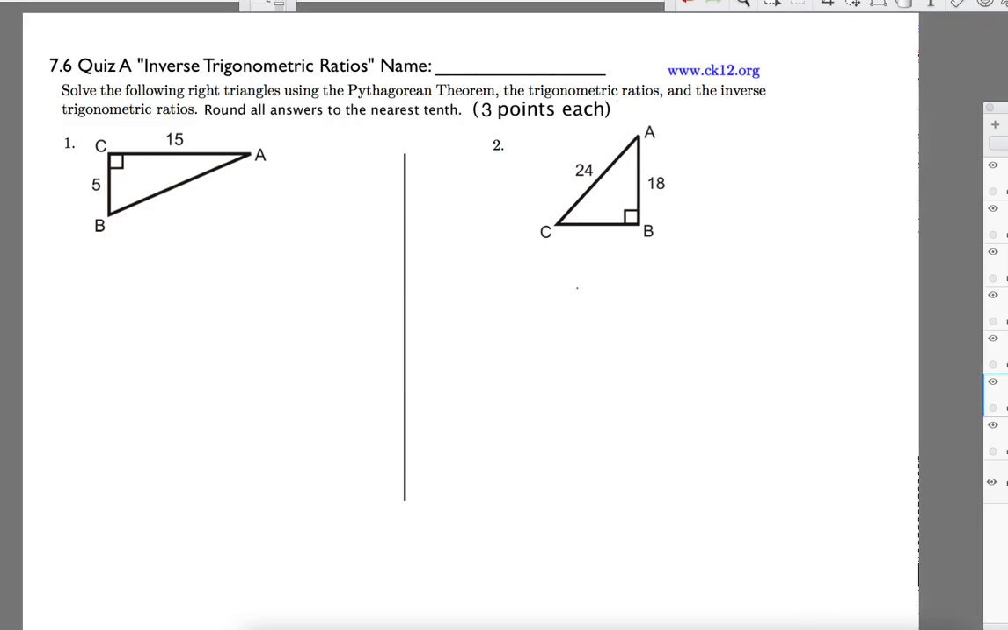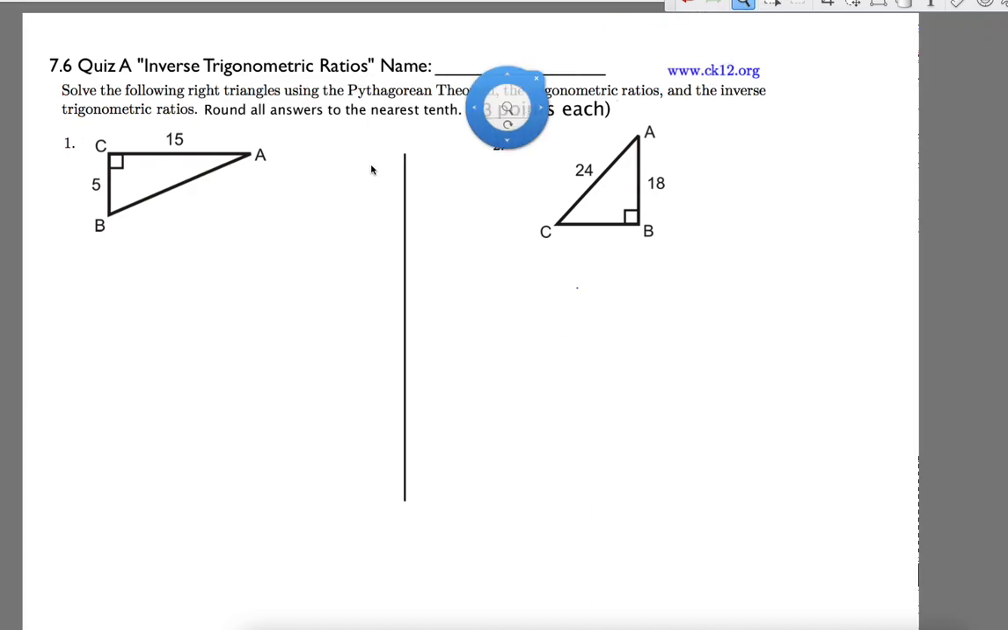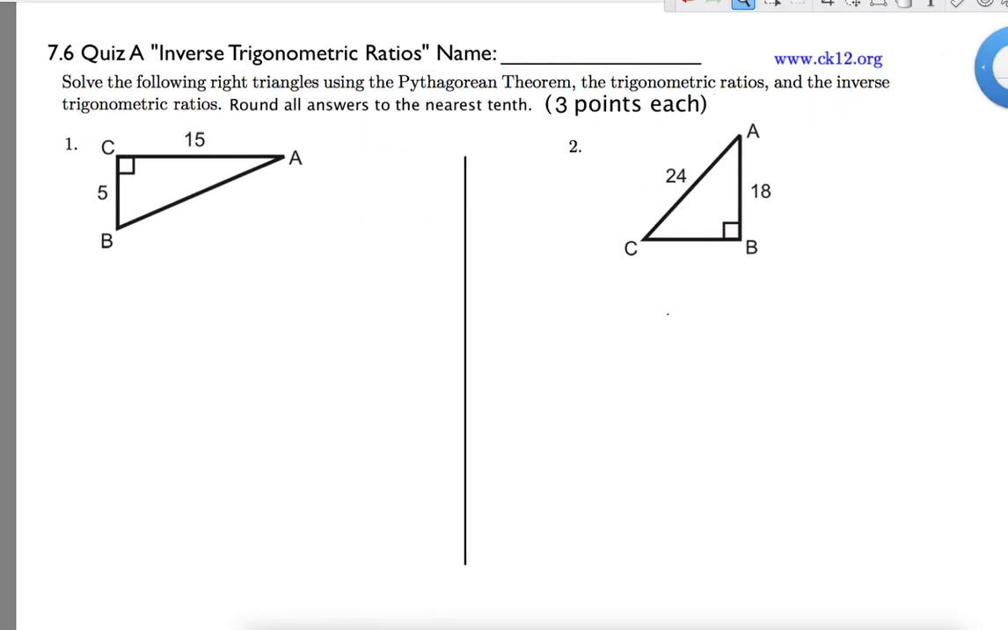Hey everybody, Mr. Mack here, and I'm looking at part 2 of this cumulative review for you guys for chapter 7. In this section we're going to focus on inverse trigonometric ratios. This is an old quiz that I gave that we're using for a review. We're going to solve the following right triangles using Pythagorean theorem, the trigonometric ratios, and the inverse trigonometric ratios. Round all answers to the nearest tenth.